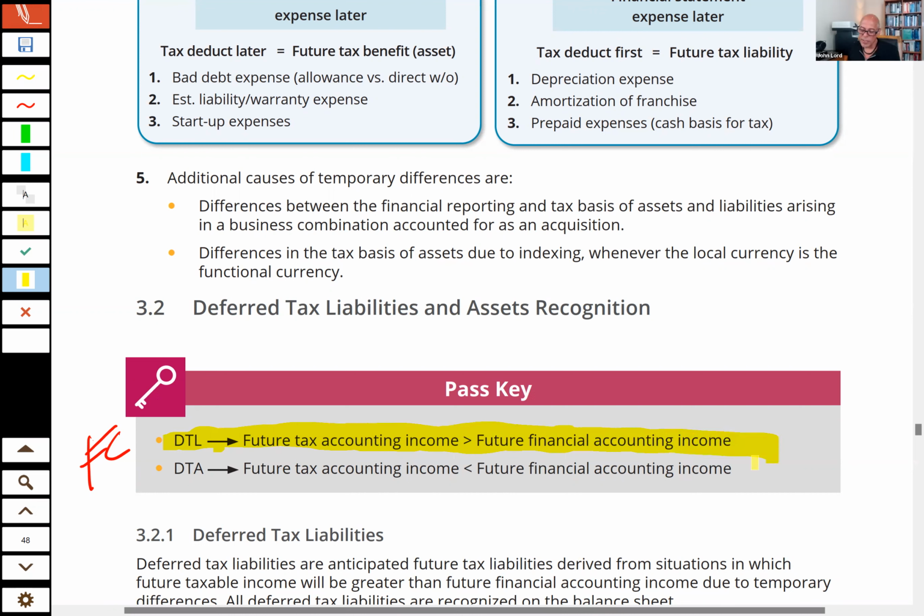That's telling you what? Someday I'm going to have to pay more tax than what GAAP is telling me I have as net income, right? If it's a deferred tax asset, they're telling you that what? Hey, as far as the accounting standard, the future tax accounting income is going to be less. So you're going to have to pay less tax in the future than what GAAP would say maybe you should be paying in tax based on what your income is. So I'm going to have an asset.